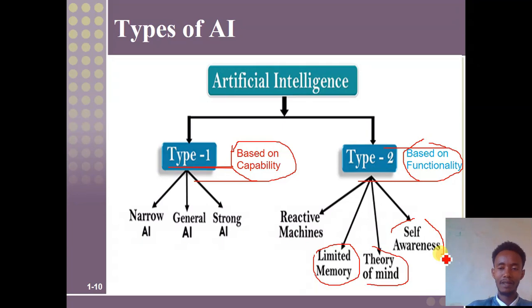So based on functionality, we have seen reactive machines, limited memory, theory of mind, and self-awareness types of artificial intelligence.